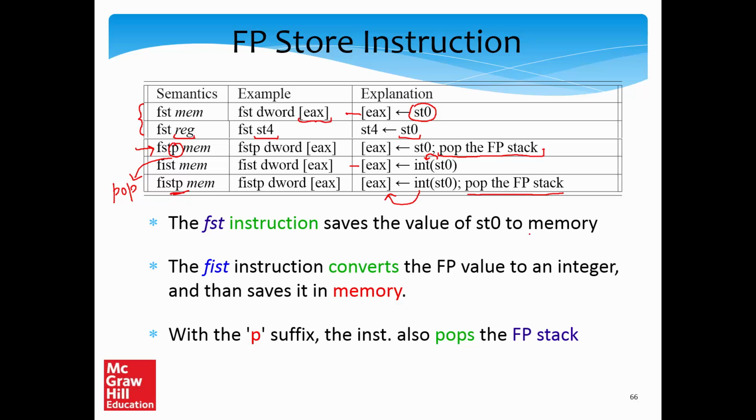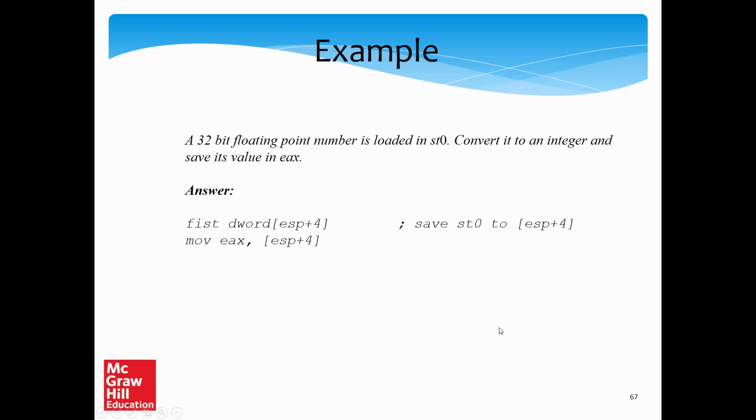So what have we looked at? Till now we have looked at FLD and its variants like FILD. We have looked at floating point exchange, which exchanges the contents of two registers. We have looked at FST, which stores the value of a floating point register either in memory or in another floating point register. Again, different variants with a P suffix pop the stack, and FIST is for integer conversion, and so on. So the main instructions we need to bother about are FLD and FST. Let us now consider an example.